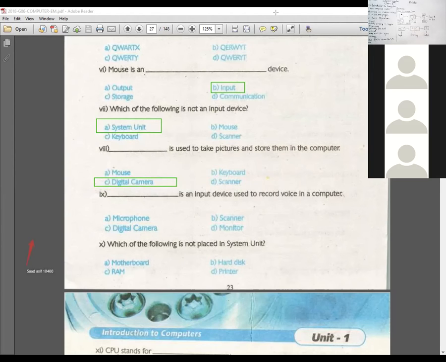Okay, now we'll go for question number 9. Dash is an input device used to record voice in a computer. Microphone. Very good. Microphone is the right answer. Which of the following is not placed in the system unit? A, motherboard; B, hard disk; C, RAM; D, printer. So the answer will be D, printer. Printer is always outside the system unit.